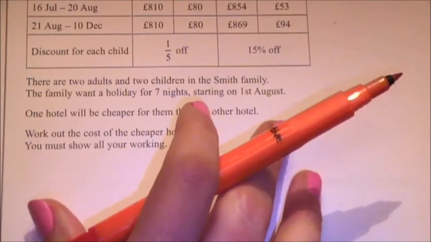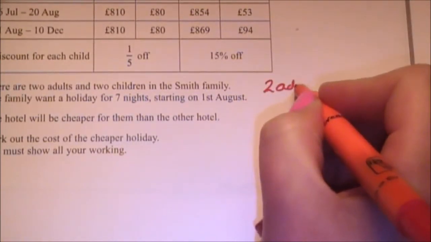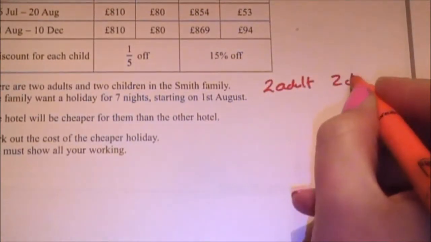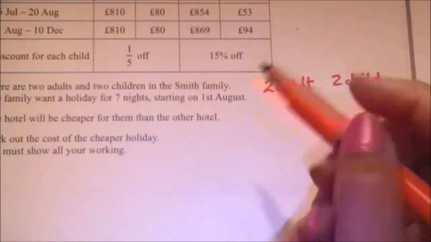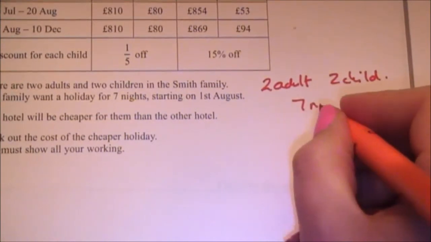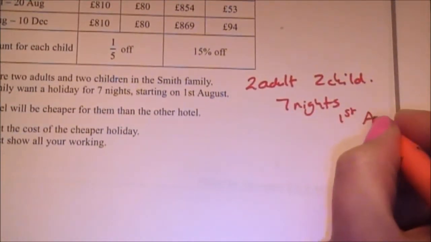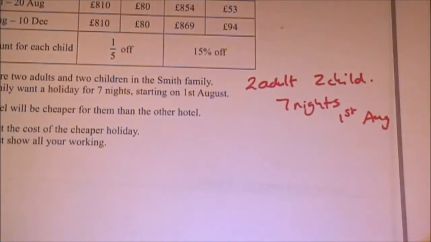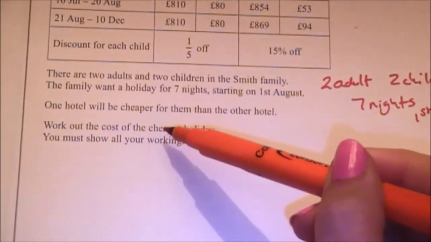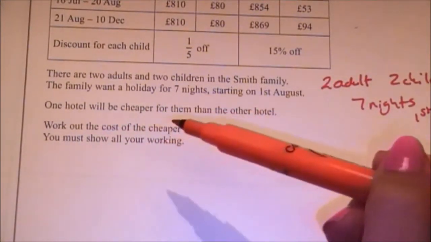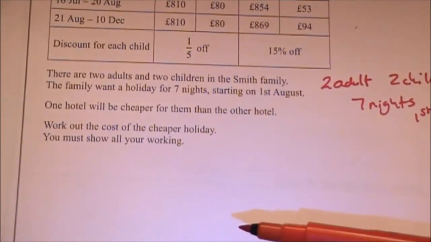There are 2 adults and 2 children in the Smith family. I'm going to make a note of that. 2 adults and 2 children in the Smith family. Family went on holiday for 7 nights, starting on the 1st of August. And they're actually telling you here, look, one hotel will be cheaper for them than the other hotel. Work out the cost of the cheaper holiday. You must show all of your working.